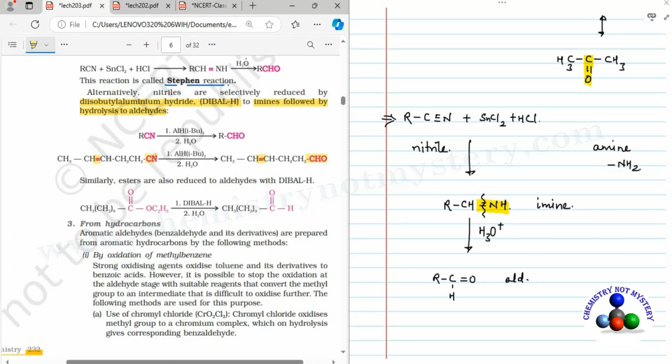Similarly, esters also reduce to aldehyde with DIBAL-H. So this is the ester functional group. When it is reduced with DIBAL-H, it reduces to aldehyde.